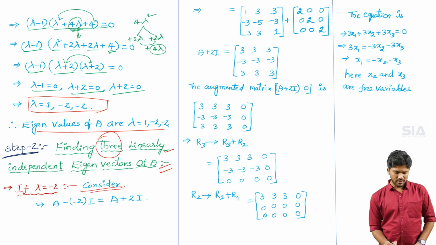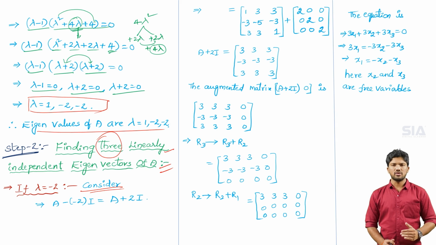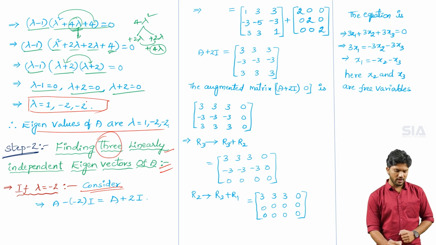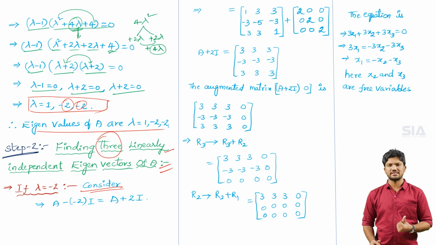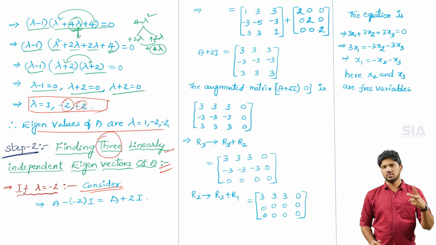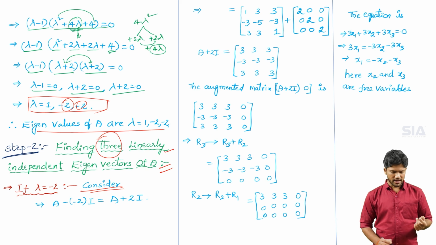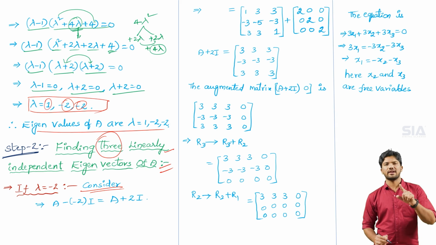So first of all, if you take lambda is equal to minus 2, here we have two eigenvalues the same. So you can find only one value only. For lambda is equal to minus 2, you will get 2 eigenvectors. And for lambda is equal to 1, you will get 1 vector.